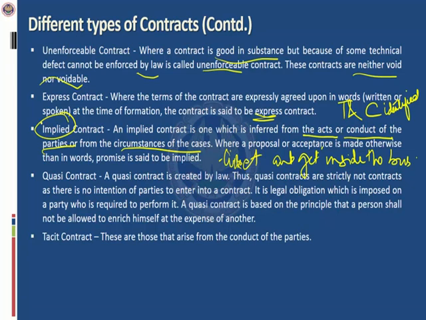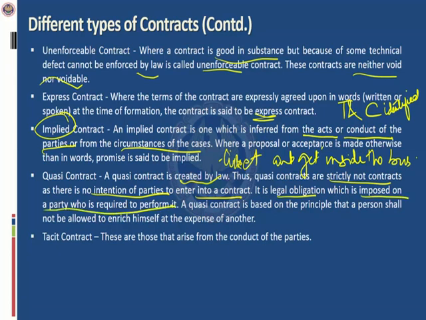Since we talk about both the words together, since the contract itself is not there, the word implied will have no effect. Then it's a quasi-contract created by law. That is, I don't specifically have a contract, but because of some law which is enforceable on me or under which I'm governed as an entity or as a person, a contract comes into picture. These are strictly not contracts as there is no intention of parties to enter into contract. Legal obligation imposed on a party is required to perform it.